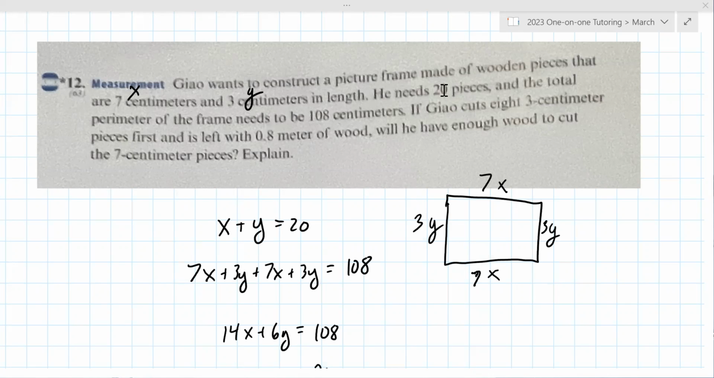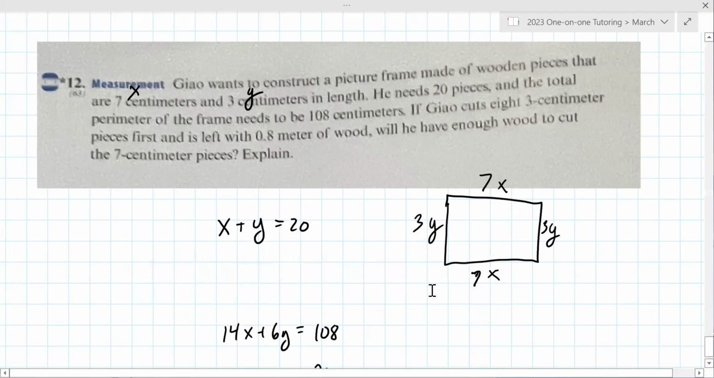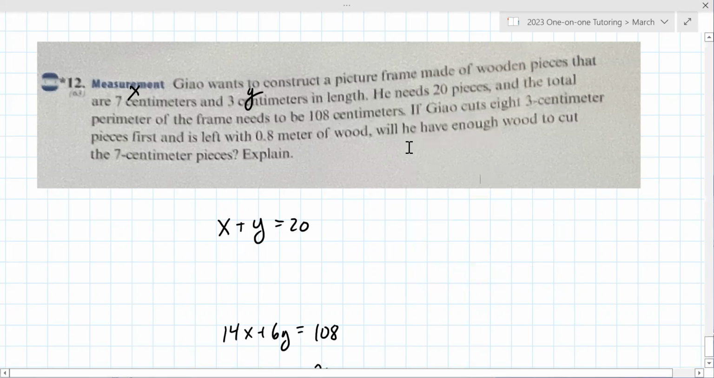He needs 20 pieces. So x is the number of 7... Okay, I see. So the mistake I made here, let me just double check that before I say any more. x plus y equals 20. Okay, now I've got it. So this perimeter is not quite correct the way I've got it here. x is the number of 7 centimeter pieces. y is the number of 3 centimeter pieces.